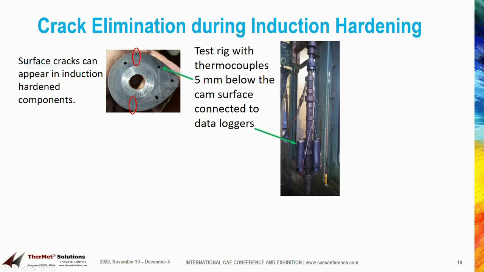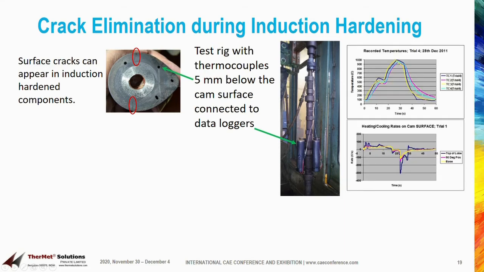4 thermocouples connected to data loggers were inserted at strategic locations 5 mm below the surface of one cam lobe. Time temperature data were recorded over one complete cycle of heating and quenching. This data was then used as input to the inverse solver to obtain heat flux due to quenching and surface temperature all along the cam lobe.